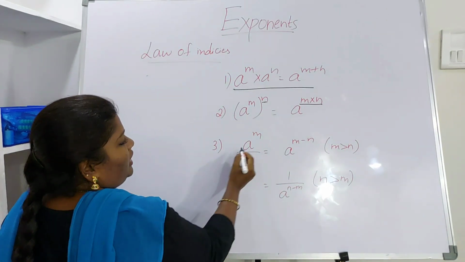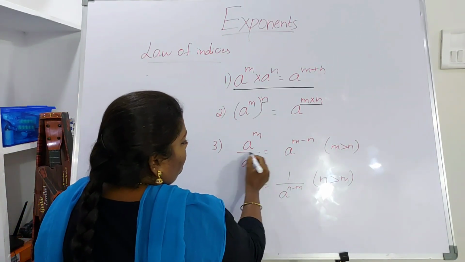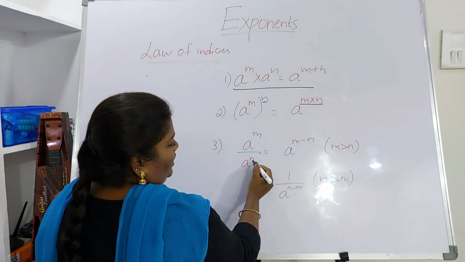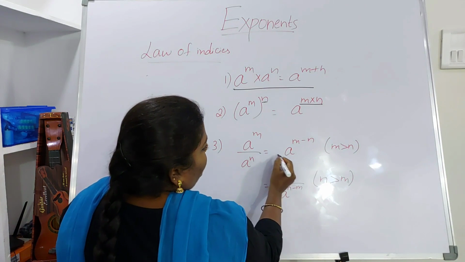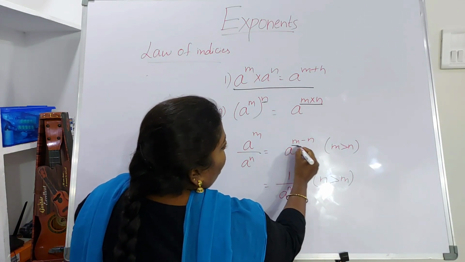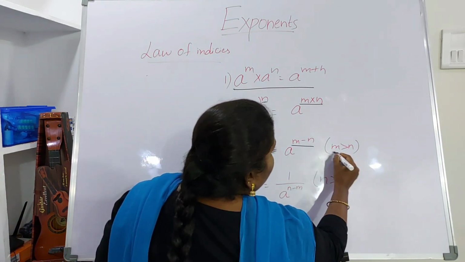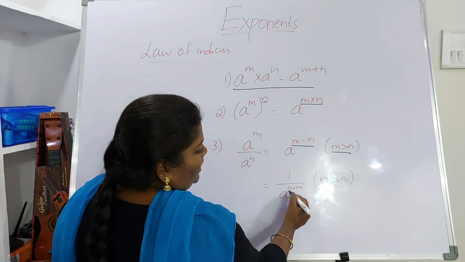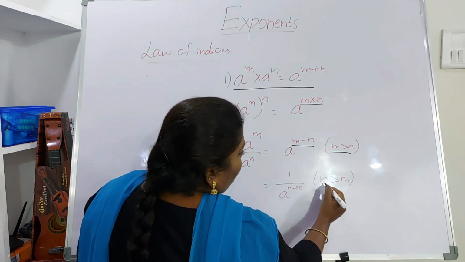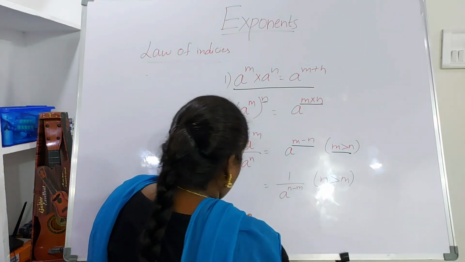Now next one, a to the power of m by a to the power of n. Here bases are the same and it has been divided. So in that case, a to the power of m minus n when m is greater than n, and 1 by a to the power of n minus m when n is greater than m.